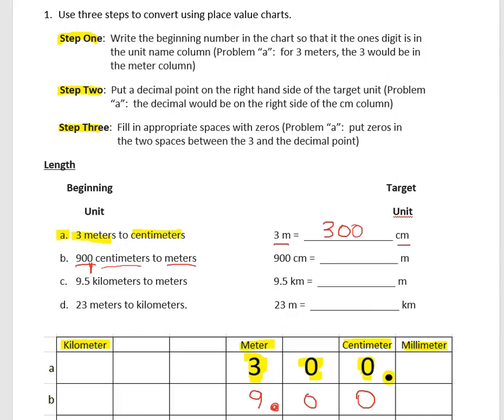Step 3 says to fill in any spaces in between the beginning unit and the decimal point with zeros, but you can see we don't have any empty spots. So we just have to fill in our number. 900 centimeters is the same thing as 9 meters.